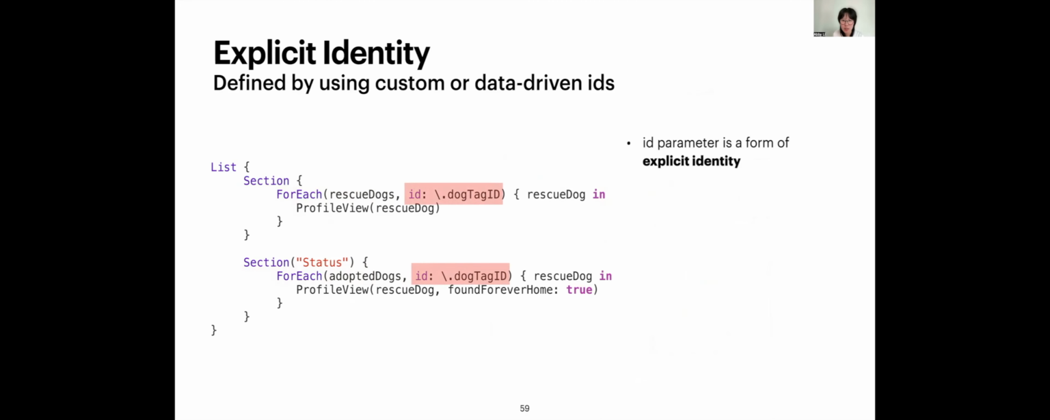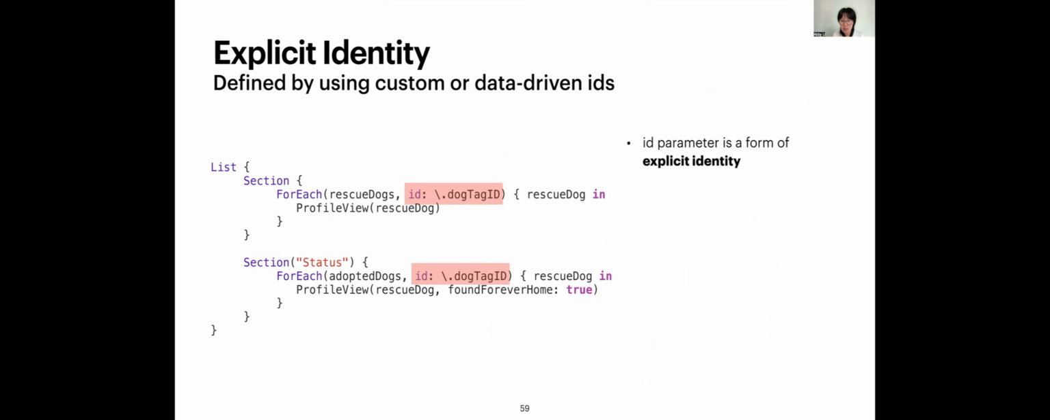So there are two types of view identity. The first is explicit identity. Explicit identity is when you assign a specific ID to a view, like the id parameter in ForEach. Each view is associated with a data-driven identifier, like a dog tag ID in this rescue dogs example. Because SwiftUI knows which view corresponds to which ID, it can automatically generate the right animations when data changes.